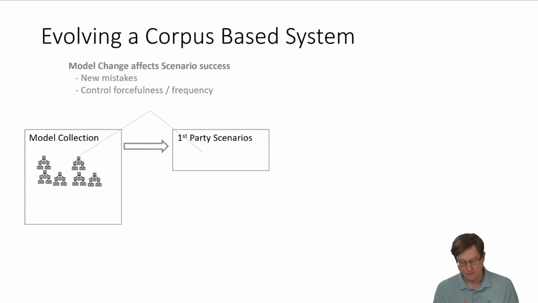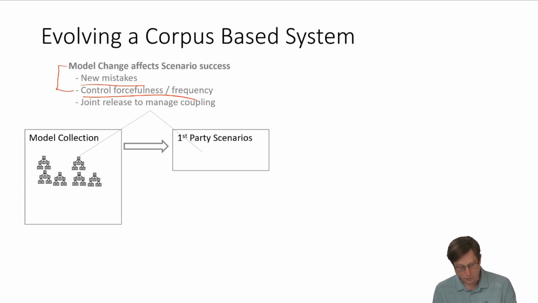Now, if it's a first-party scenario, that is something within your company, something within your work group, some group of people are using your model to create a user experience, they may need to adapt when your models get better, even just when your models get different. Remember, new mistakes, you want to control the forcefulness, the frequency, all the things we talked about in the intelligent user experiences. And when it's a close by team to you, this is potentially okay. You can coordinate a joint release to manage the coupling. It's not always easy. It definitely can slow down velocity.